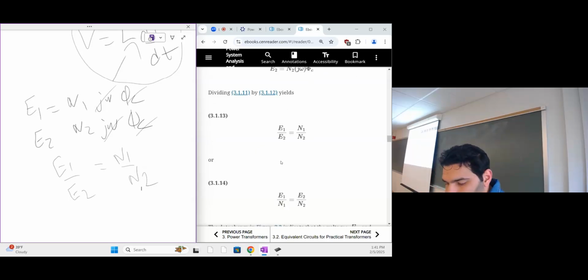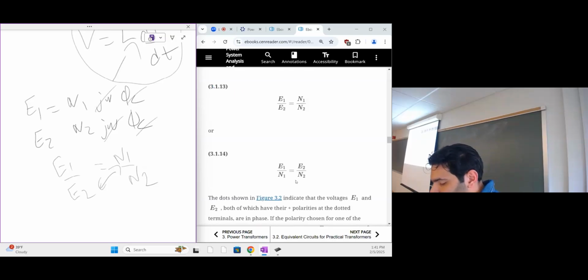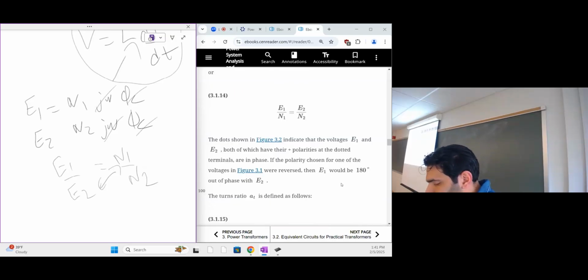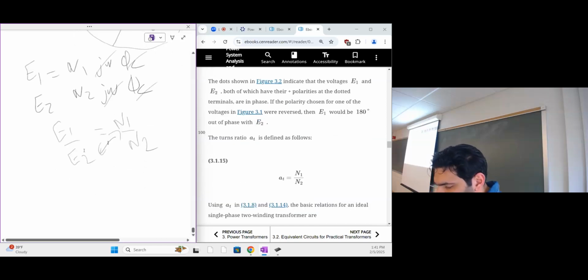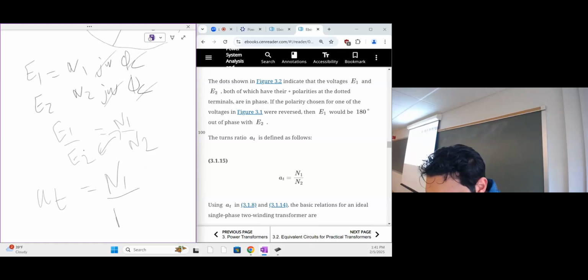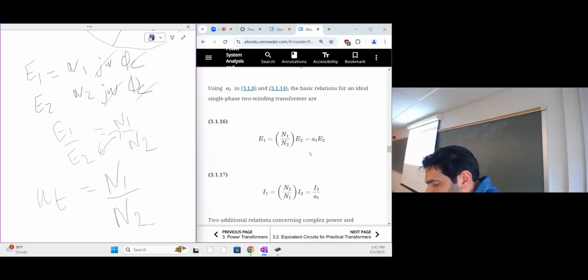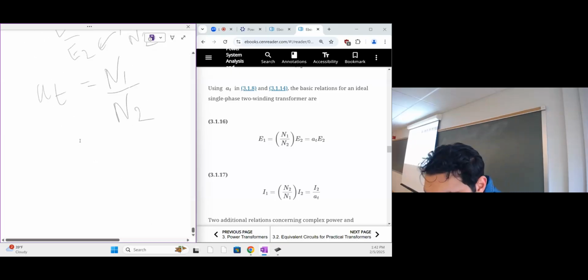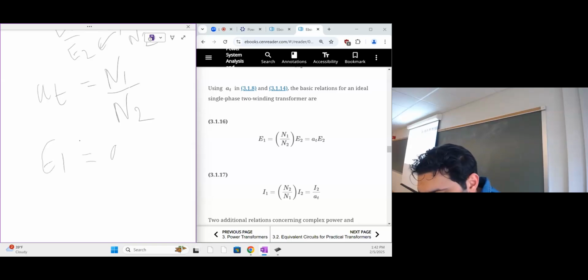You can play with the equation, like putting N here and I there, it won't affect anything. We talked about the polarities, in phase and out of phase. So we will call AT the turns ratio, and it's equal to N1 by N2. And then we can define E1 in terms of A. Instead of putting N1 over N2, we'll just use that form.